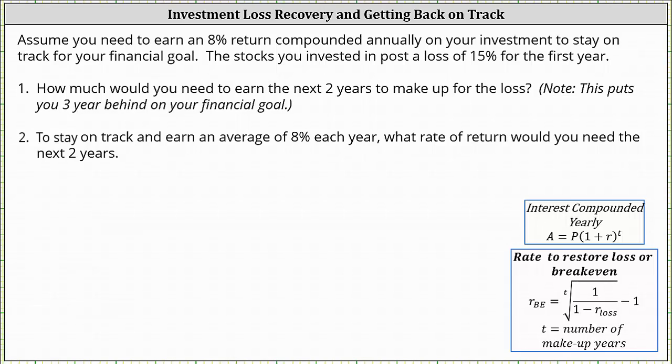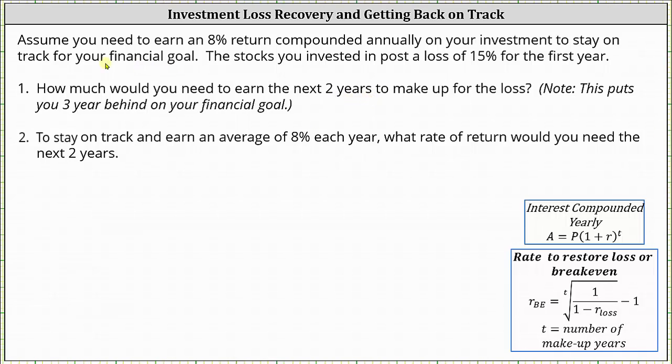This lesson will show how to determine the annual rate of return needed to recover from an investment loss, as well as the annual rate of return needed to get back on track for a financial goal. In this lesson, the recovery time is 2 years. I do have another lesson that shows a recovery time of 1 year.